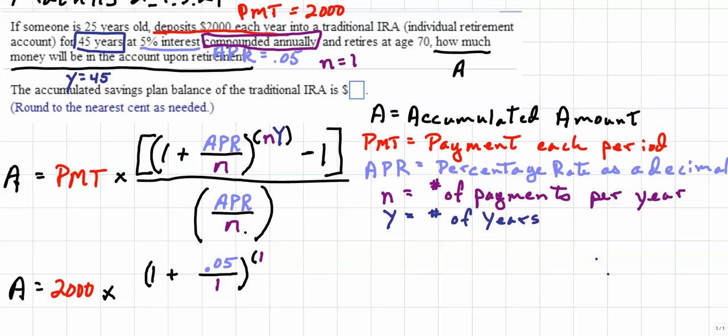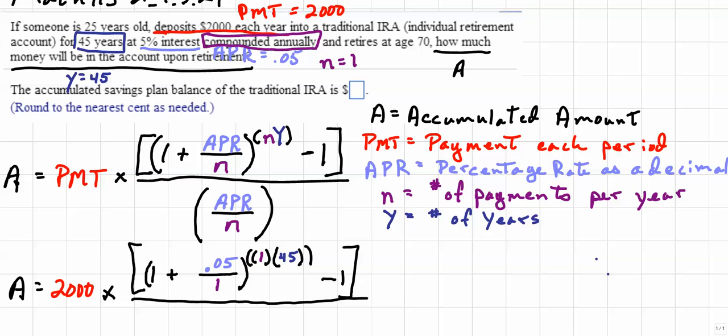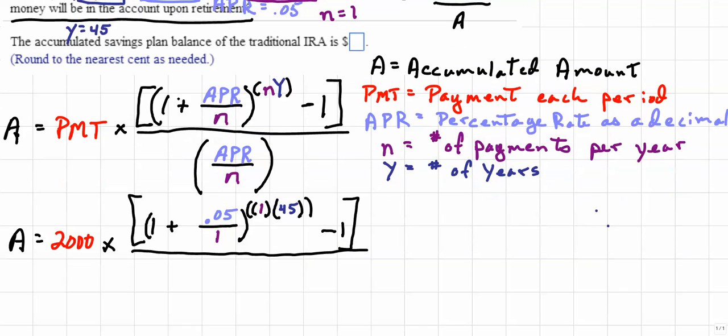And what I'm going to do is use a double set of parentheses here. So I have 1, and now we're going to multiply by the number of years, which in this case is 45. And then I will close my parentheses. And I'm subtracting 1 from that entire amount. Enclose that in brackets. And then that is going to be over 0.05 divided by 1 again, just like it is right here in the numerator. So we have 0.05 divided by 1, and I will enclose that in parentheses.